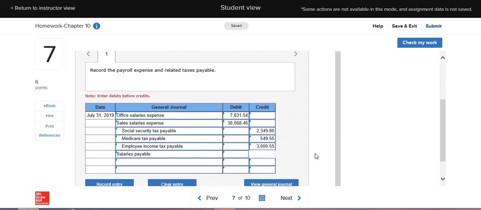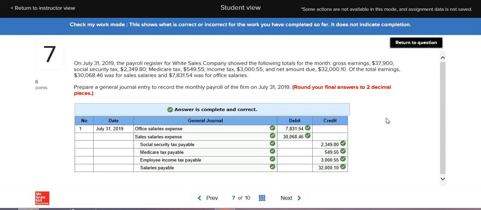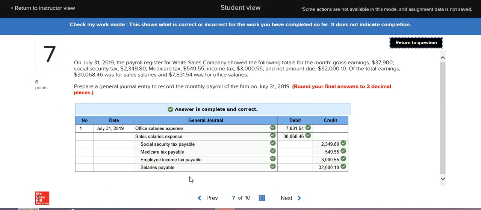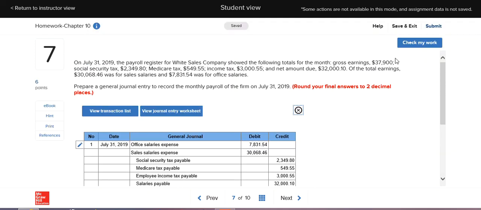So we're going to take our debits and subtract our credits. It's like $32,000.10. If I can do math today, let's see. All right, so that's just how that's going to look. I just wanted to kind of go over the format of the journal entry, and that one's finished. So let's look at one more.